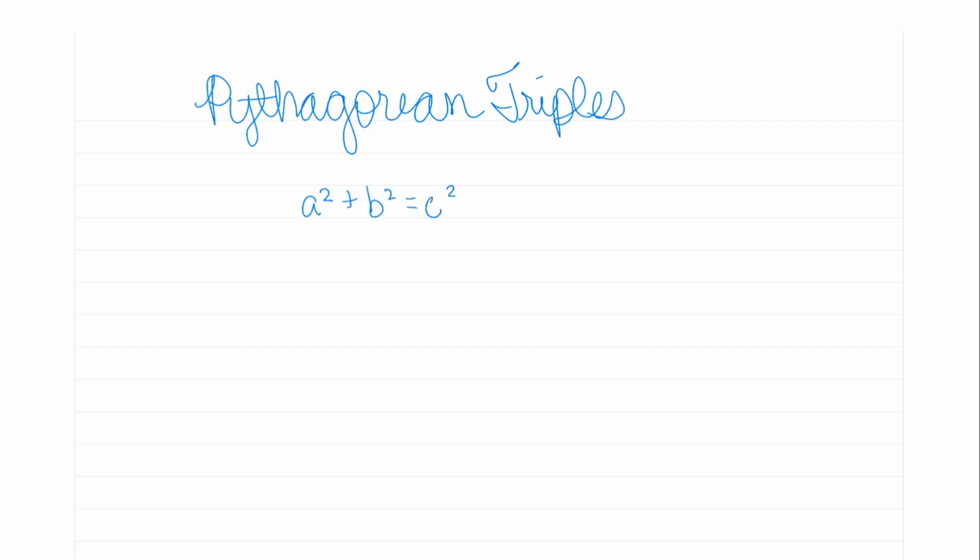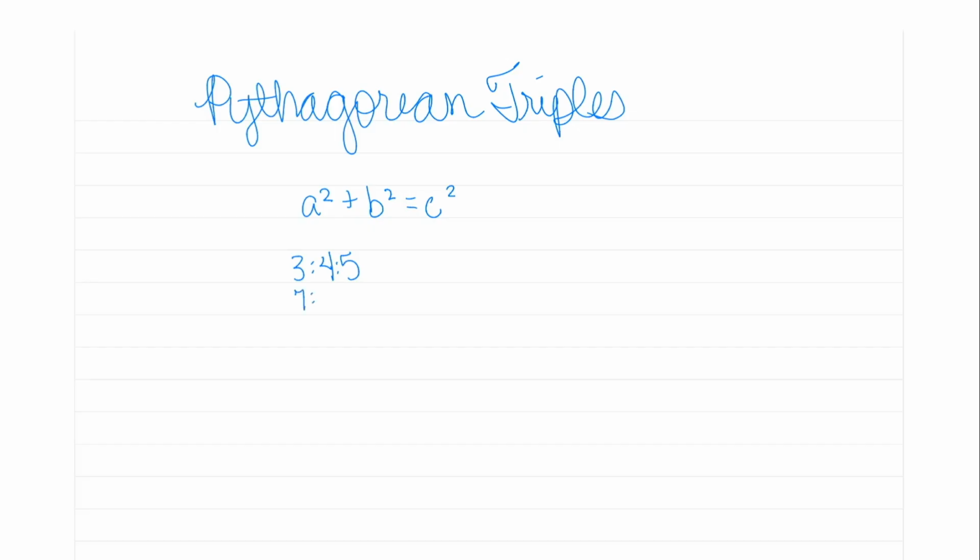So what I recommend to my students is to go ahead and memorize these. It's going to make your math a lot faster. Okay, I'm going to go ahead and write them out. The first one is 3, 4, 5. And I'll explain what all this means in just a second.